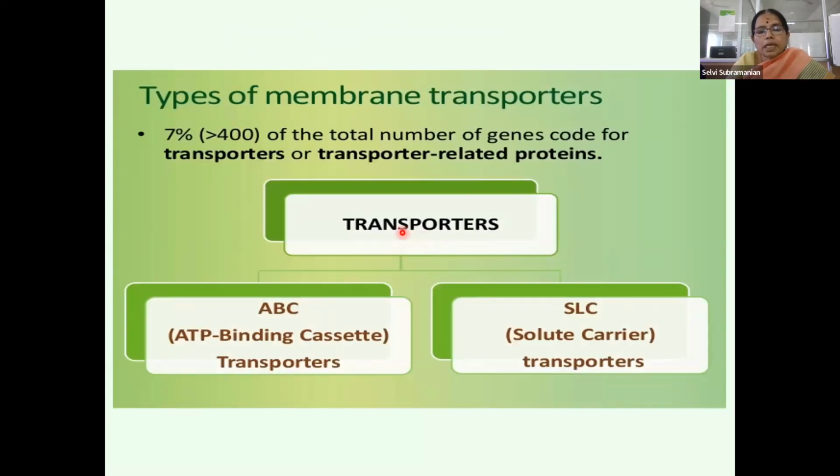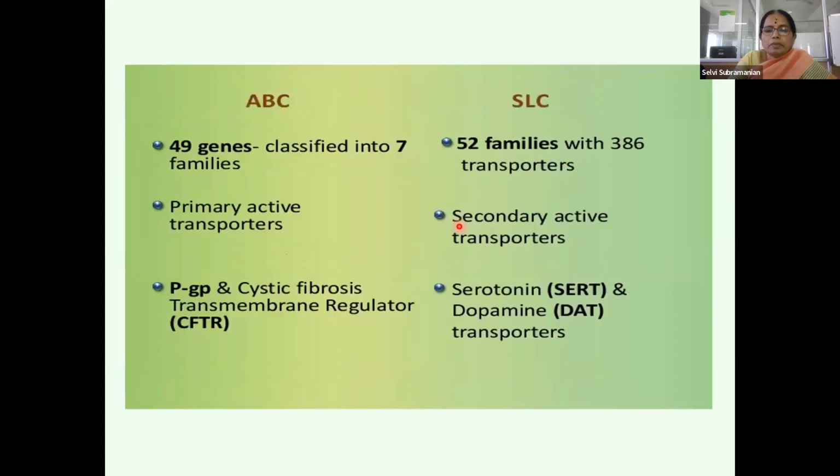Transporters can be classified into two types: ABC transporters, ATP binding cassette transporters, and SLC, solute carriers. These are the two types of transporter proteins which are prevalent in humans. There are nearly 49 genes classified into 7 families in the ABC category, and 52 families in SLC. ABC transporters are active transporters, whereas solute carrier proteins are secondary.